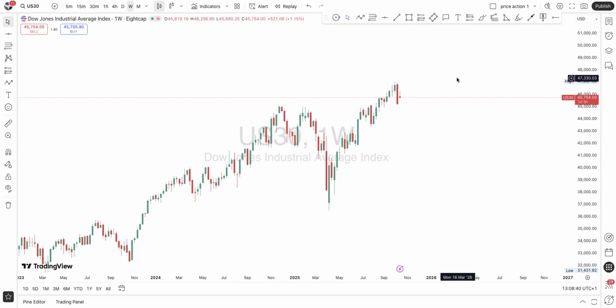This is TradingView, and we're going to be talking about US30 right now. What is the direction of US30, and how can you take advantage of it?